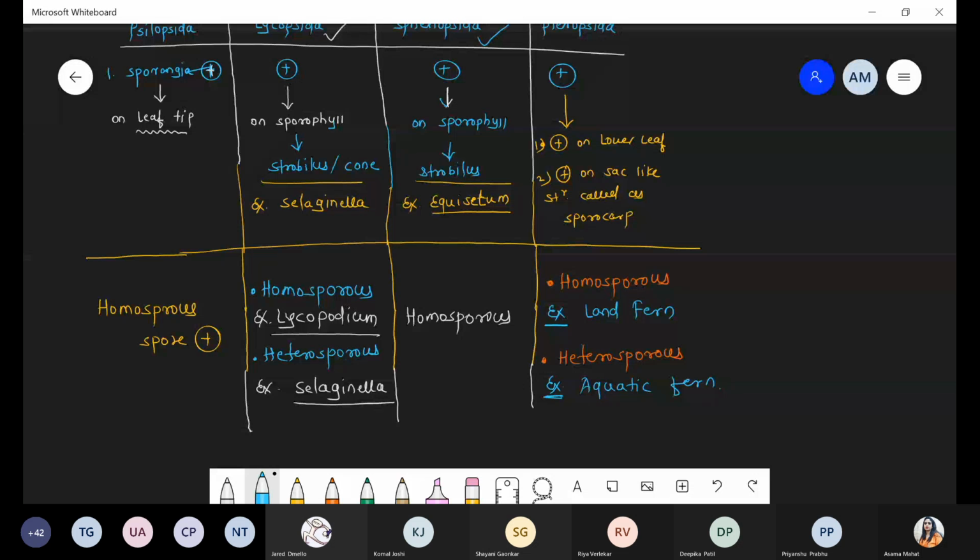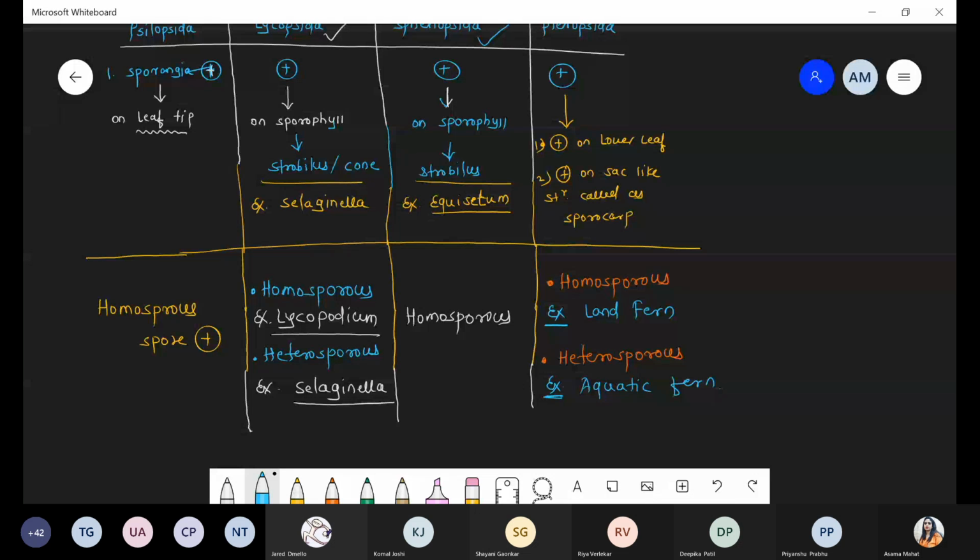Another question: in Bryophyta, homosporous spores are present. Homosporous means after the sporic meiosis, all the spores produced are of a similar type. But in Pteridophyta, we can obtain 2 different types of spore after sporic meiosis. Psilopsida and Sphenopsida, the first and the third, consist of homosporous spores, which is very common. So the question will not come from here. The question comes from the heterosporous.